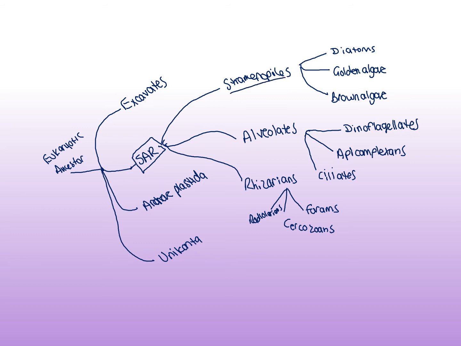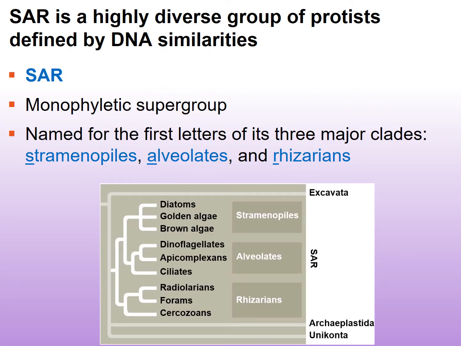Okay, so these are ciliates right here. So again, we have the SAR clade. This is a monophyletic group. It's called a clade. And that's divided into straminophiles, alveolates, and rosarians. And you can see that SAR stands for the first letters of the names, so that might help you remember those. And then the straminophiles further divide into the diatoms, the golden algae, and the brown algae. The alveolates divide into the dinoflagellates, the apicomplexans, and the ciliates. And the rosarians divide into the radiolarians, the forams, and the cercozoans.